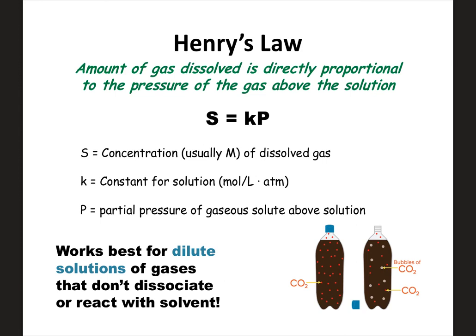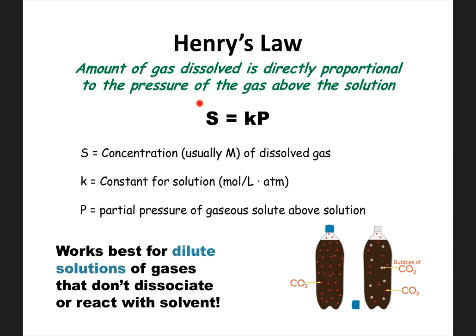Basically, Henry's law says the amount of gas dissolved is directly proportional to the pressure of the gas above the solution. So the greater the pressure, the greater the solubility of a particular gas. It's a proportional relationship. The equation we're going to use for this is S equals Kp. This equation is not given on your equation sheet. So if you need it on a quiz or exam, I will give this to you. I just don't tell you what the letters mean.